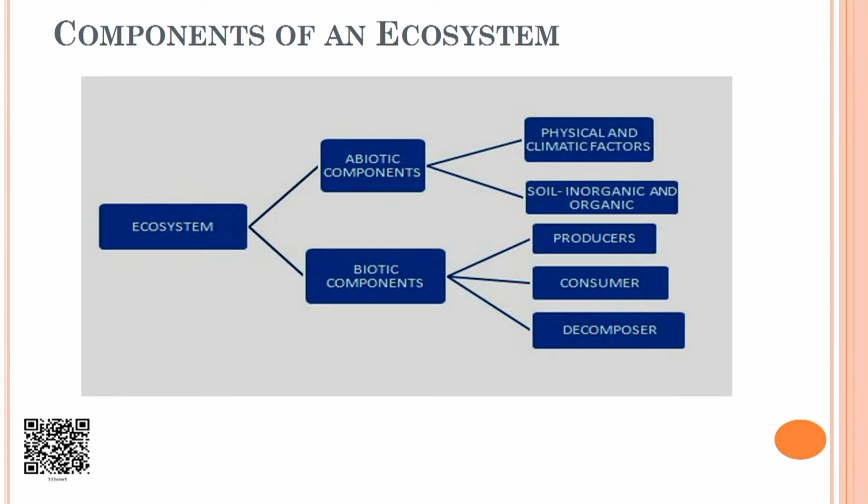So first we move to the flow chart. We are seeing the ecosystem. Components of the ecosystem we already discussed, biotic and abiotic. The abiotic component includes physical and climatic factors, soil, inorganic and organic matter, and the biotic component of the ecosystem contains producer, consumer and decomposer. So now we can discuss in detail.